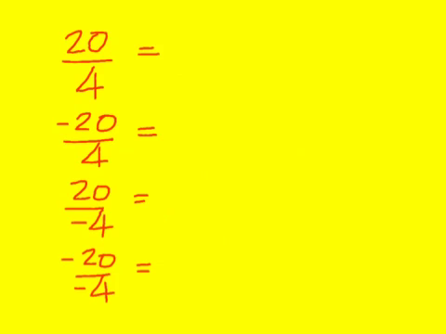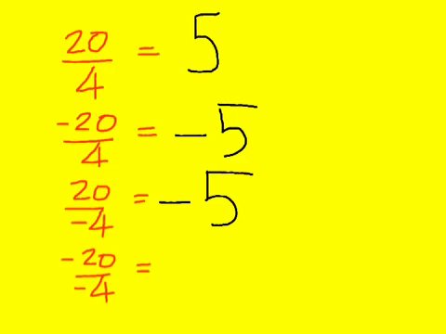Okay, so we have positive 20 divided by a positive 4. A positive divided by a positive will give us a positive number, so we have 5. Negative 20 divided by positive 4 will give us a negative number. So that gives us -5. We have a positive 20 divided by a -4 also will give us a negative number. So again, that's -5. And then a negative number divided by a negative number will give us a positive number. So -20 divided by -4 is going to give us +5.